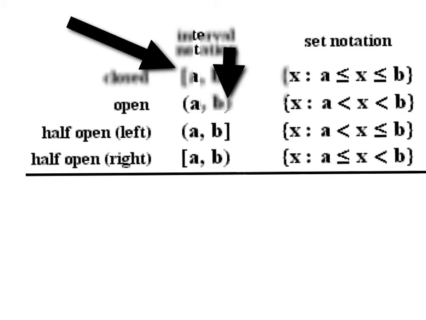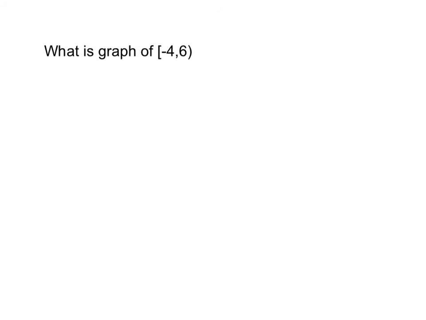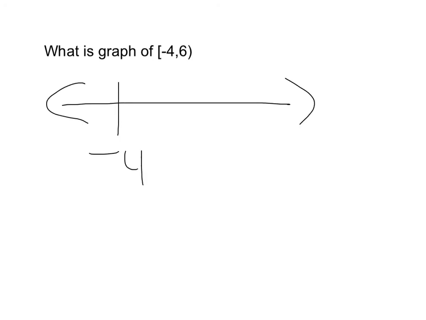So let's take a look at a couple examples here. What is the graph of negative 4 comma 6? Well, that would be anything between negative 4 and 6. With the bracket, that means it's inclusive, like a closed circle, and with the parenthesis, it's an open circle. So the graph would look something like this. You put negative 4 right here with a solid dot, put 6 right here with an open circle, and you go like that. So it's kind of like the "and" that you see.